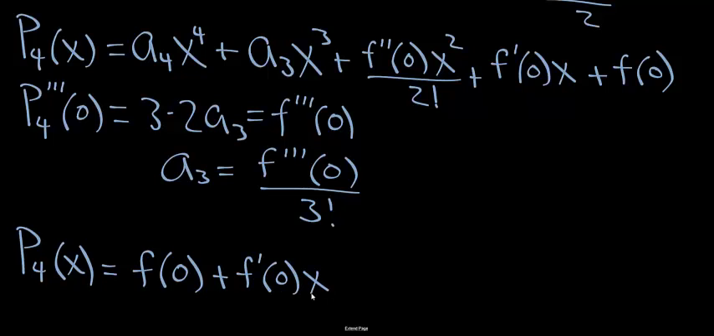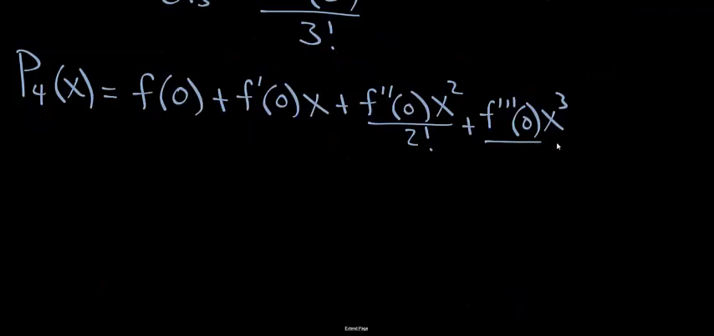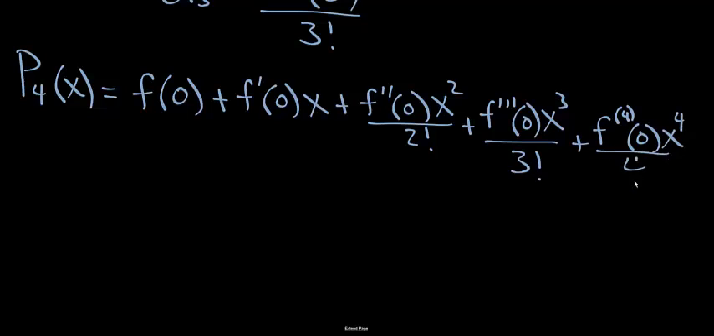See? I'm going backwards now, right? I wrote them in descending powers. Now I'm ascending, right? And then what was the next one? F double prime of 0, x squared over 2 factorial. The next one, f triple prime of 0, x cubed over 3 factorial. And the grand finale, the last one, I think we've already established the pattern, is the fourth derivative, x to the fourth over 4 factorial.